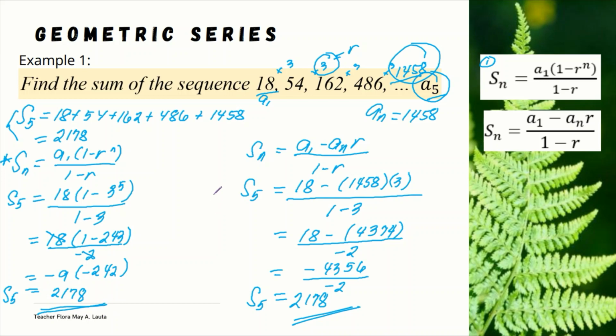Only that, this first formula, you can use it when a sub n is unknown. Or the second formula, you can use this when a sub n, or the last term, is known. And if there are only a few numbers to add, you can just manually add them, right?